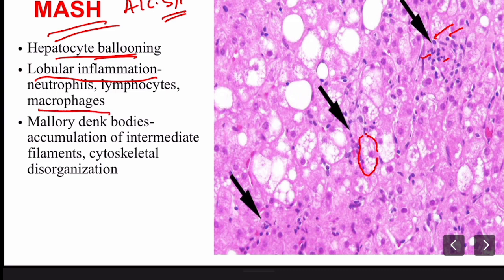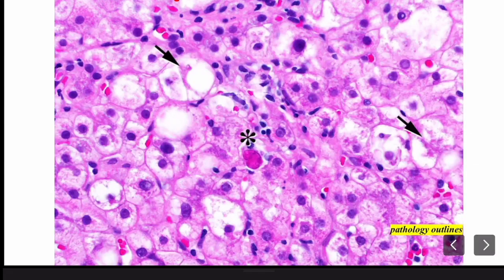Then we studied in the last class the Mallory-Denk bodies. These are ubiquitinated cytokeratins, mainly cytokeratin 8 and 18. They get attached to the protein ubiquitin and are seen as ropey structures inside the hepatocytes. They are known as Mallory-Denk bodies and are a sign of cytoskeletal disorganization occurring because of hepatocyte injury. These Mallory-Denk bodies are again important from the exam point of view.